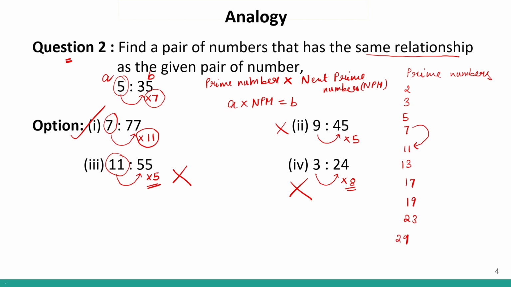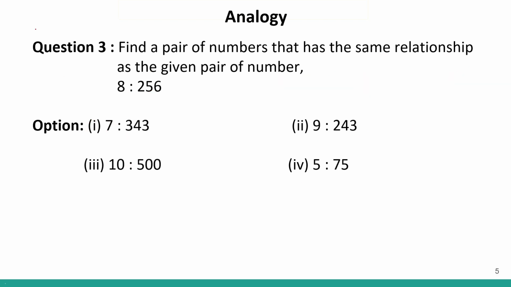Okay. Moving on to question number 3. Question number 3 says find a pair of numbers that has the same relationship as the given pair of numbers. That means this pair has a relationship. We have to identify that relationship and then find an option which bears the same relationship. So now if I see 8 and 256, we have to find out how 256 is related to 8.